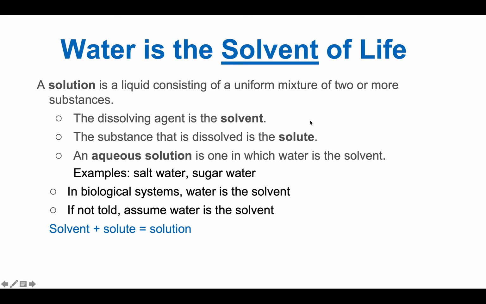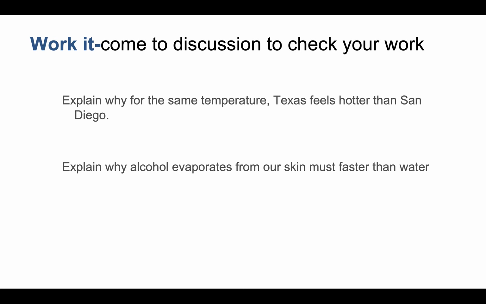As I mentioned, all of life's solutions, everything in our bodies, in the oceans, in nature, are water-based, which we call aqueous solutions. So all solutions in life are aqueous, meaning they're water-based. The solvent is water. We already talked about salt water and sugar water. In biological systems, again, water is the solvent. When you put a solvent and solute together, you get a solution. So think about these two questions, see if you can answer them, and then come to discussion and check your answers.